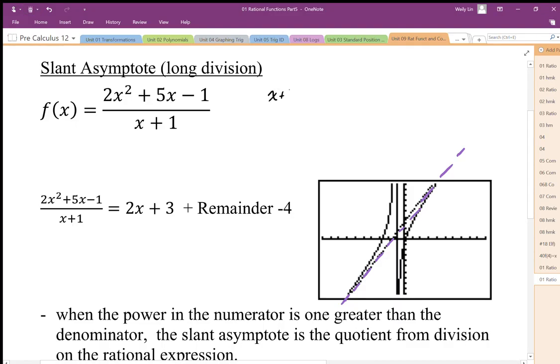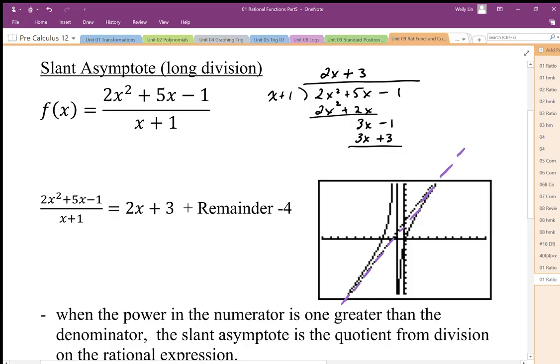So we have x plus 1 going into 2x squared plus 5x minus 1. And to do the long division here, we get 2x squared, subtract, we get 3x minus 1, bring that down, plus 3, so we end up with x plus 3, and our remainder works out to be negative 4. Okay, so we end up with this quotient here. That's our quotient, and our remainder is negative 4.